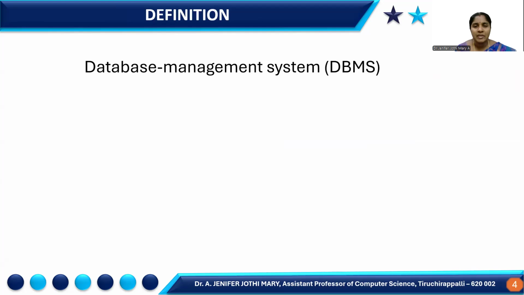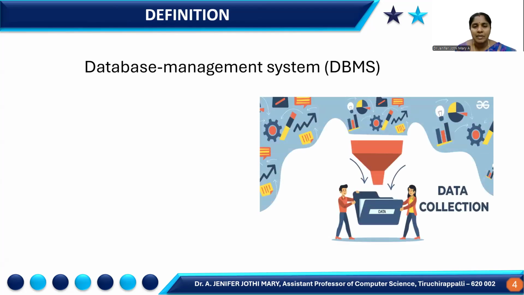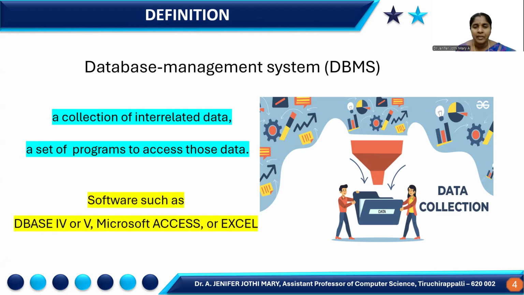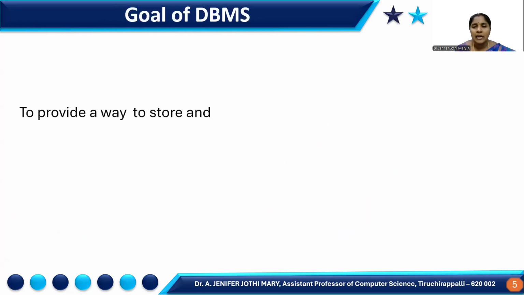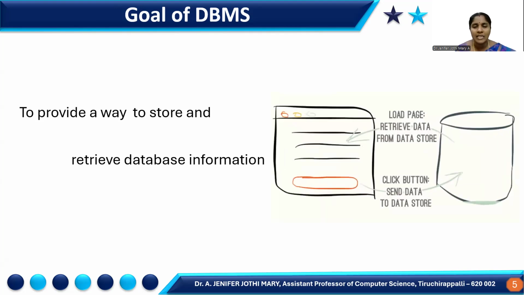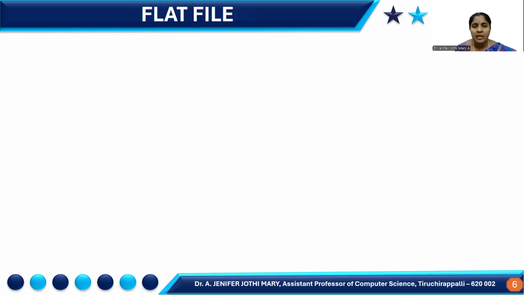What is the definition of database management system? A database management system is a collection of interrelated data and a set of programs to access those data. Software such as Excel and Access are examples. The goal of a DBMS is to provide a way to store and retrieve the database information then and there, in both a convenient and efficient way.